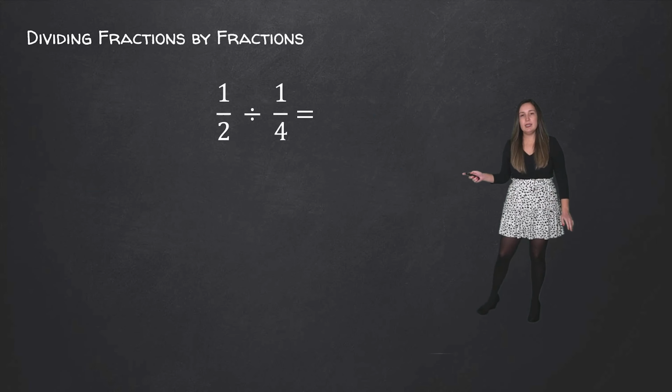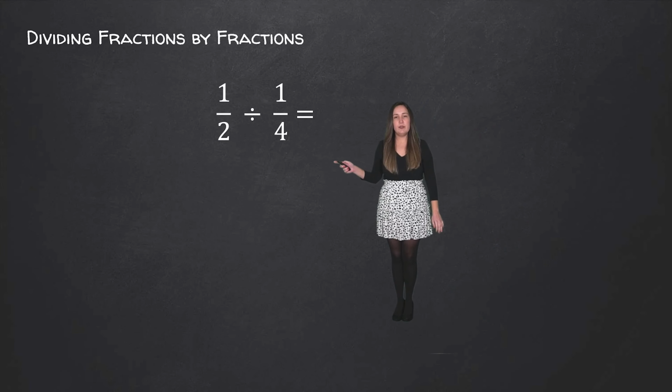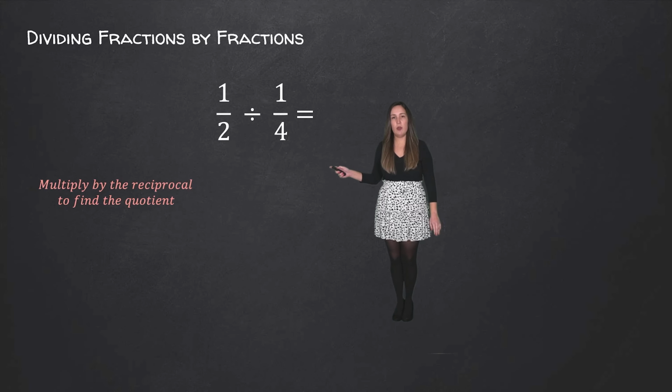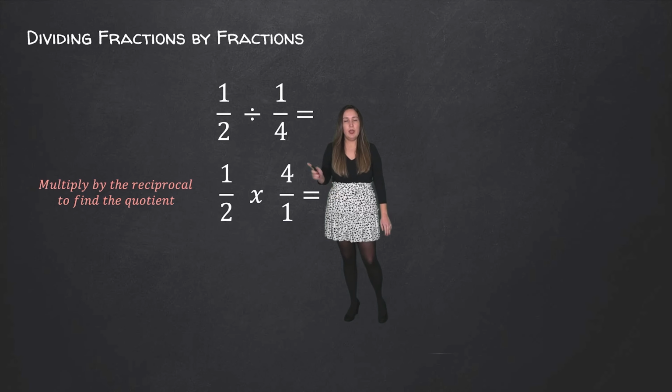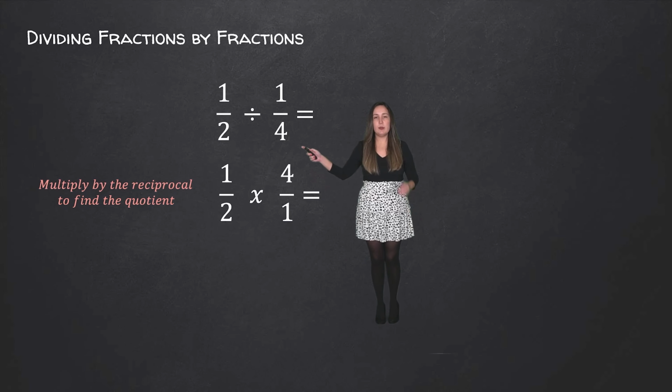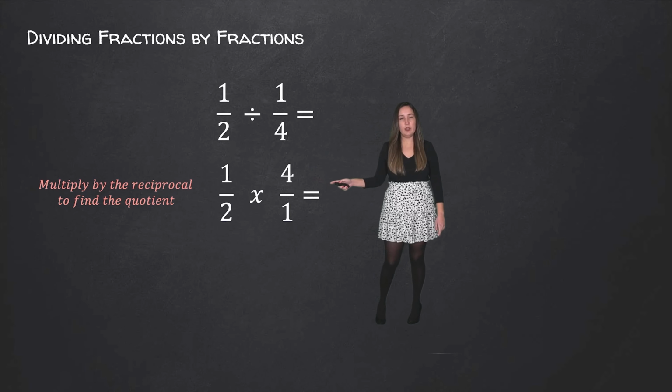So if we didn't have our model and we wanted to divide, we would do 1 over 2 divided by 1 over 4. We would keep the first fraction, which is 1 over 2, and multiply it by the reciprocal of our second fraction, which is 1 over 4. Now, the reciprocal of 1 over 4 is 4 over 1. So here we have 1 over 2 times 4 over 1.